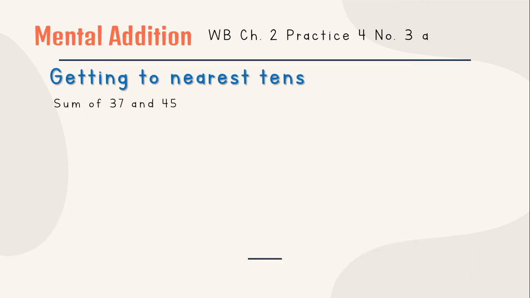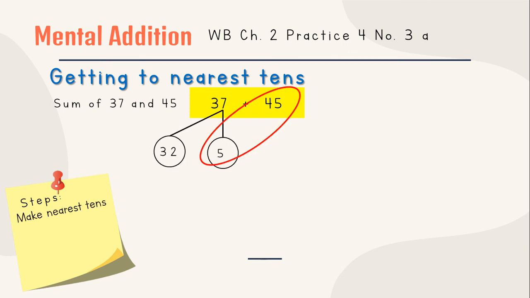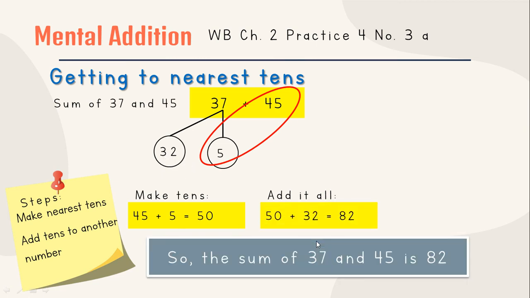Now look at your workbook chapter 2, practice for number 3a, 37 and 45. Which one will go to the nearest 10? That's it, 5. Okay, make tens, 50, and then this one, add it all. 50 plus 32, 82. The sum of 37 and 45 is 82. Okay?